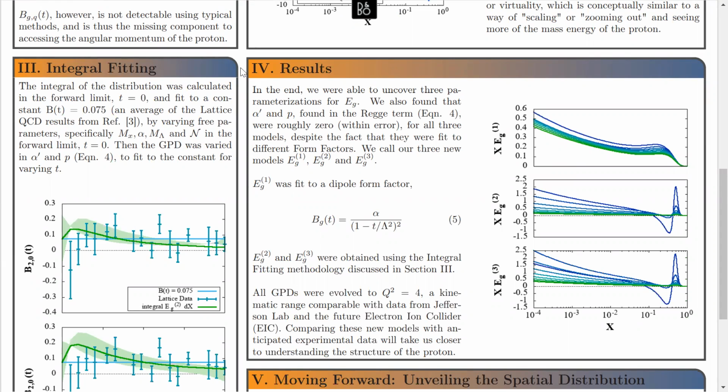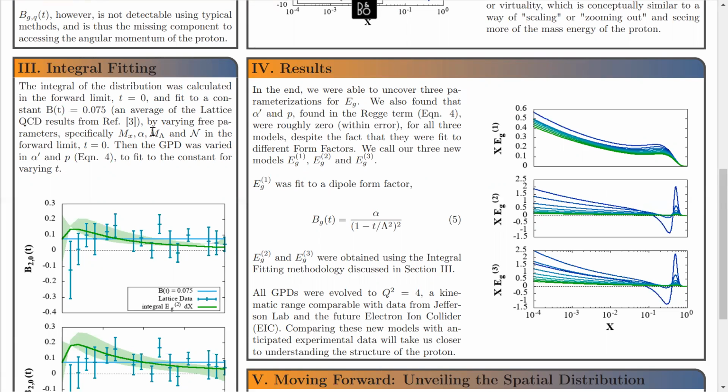The methodology that I used to fit EG was this integral fitting method. The first thing I did was in the forward limit, which is a fancy way of saying t being 0: fit the integral of EG to a constant B of t, which we set equal to 0.075, which we derived as being the average of lattice QCD results, given in the reference below. We did that by varying free parameters like the ones listed.